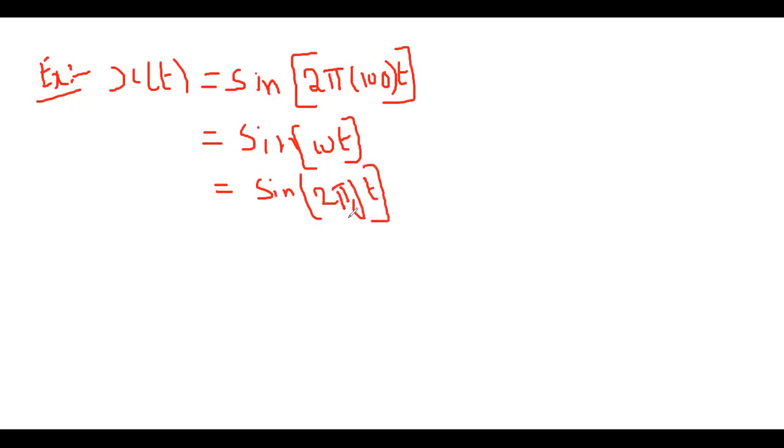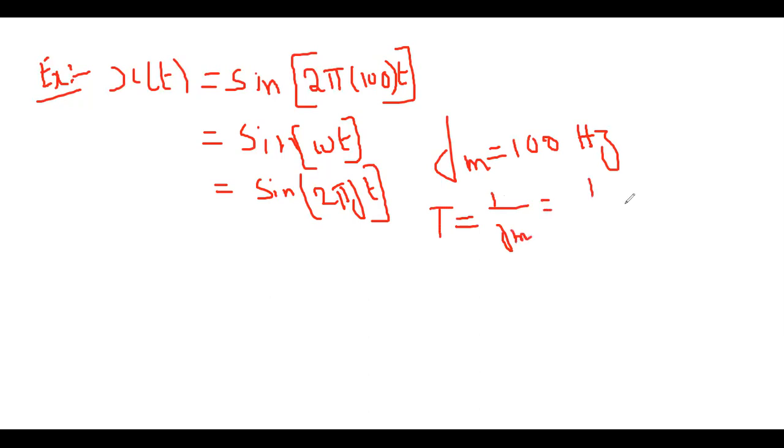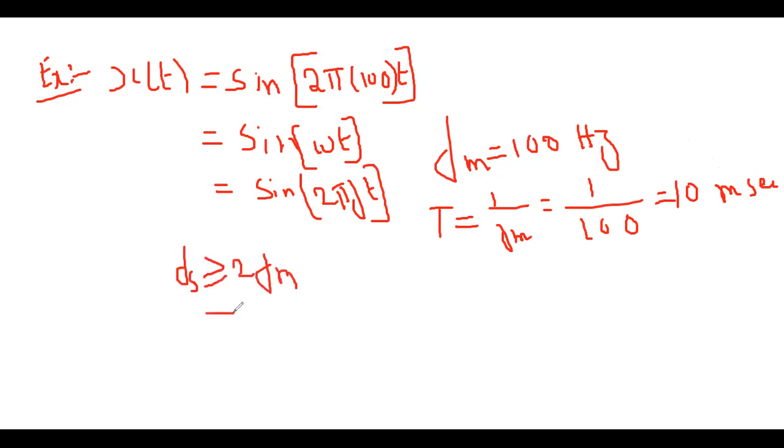What is the f given here? Nothing but the maximum frequency, 100 hertz. And what is the time period? 1 by f, 1 by 100, is 0.001 or 10 milliseconds. Milli means 10 power minus 3. Here 10 power 1. Minus 3 plus 1 is minus 2, and 1 by 100. The time period is 10 milliseconds. If Fs is greater than or equal to 2 Fm, the sampling frequency is, assuming that, 400 hertz.